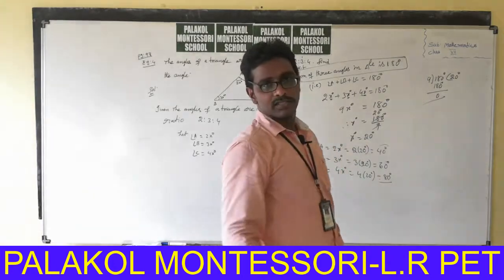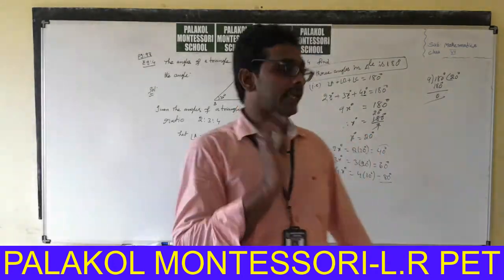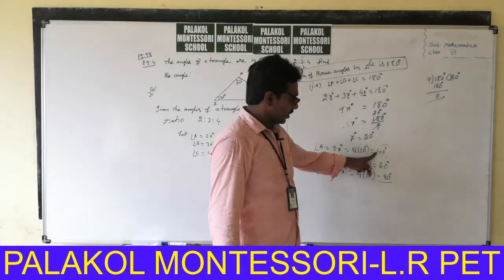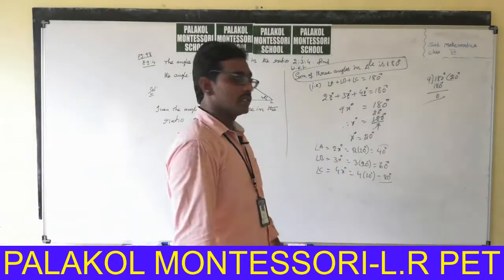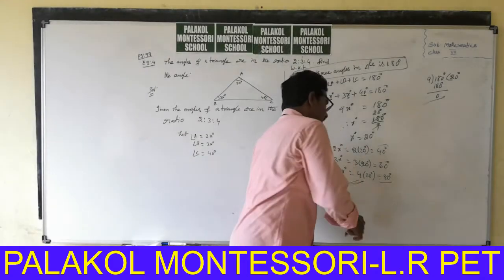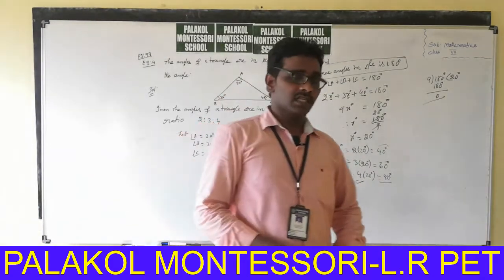If you have any doubt, the sum of three angles is equal to 180. Check it. 40 plus 60, 100, 100 plus 80, 180. Is the sum right or wrong? Yes, it is exactly correct.